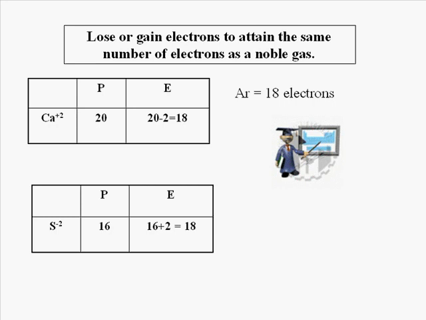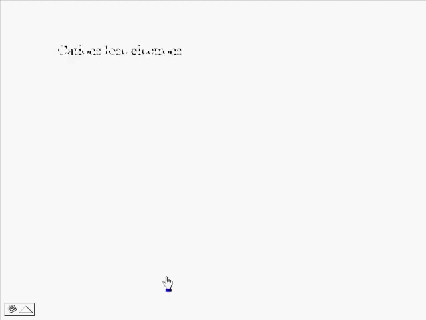Sulfur with a -2 charge is an anion. That means that it needs to add electrons to itself. And you're going to add 2 more electrons onto sulfur to get a total of 18 electrons. Remember, never change the number of protons when you're doing ions. It's only electron numbers that change. Again, this anion has the same number of electrons as argon.